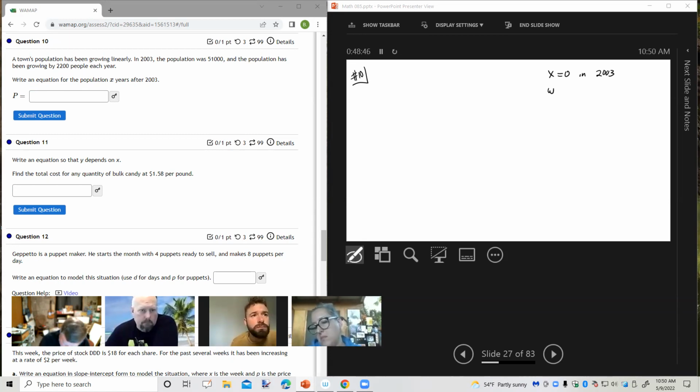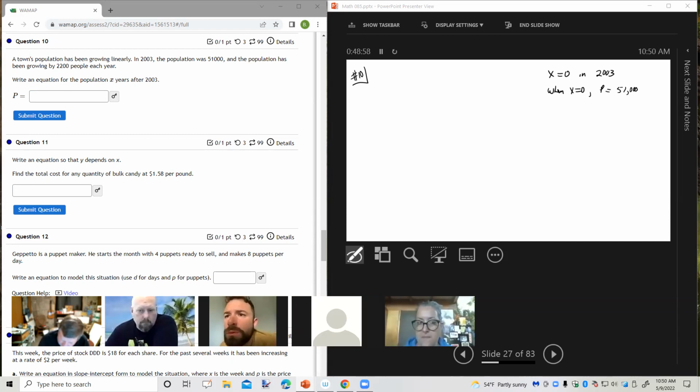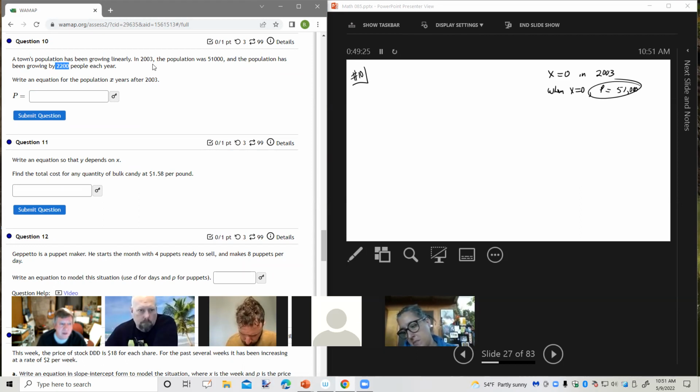So when X is 0, it's 2003. What is P? 51,000. Excellent. So that 51,000 is our starting value. That is to say, our vertical intercept. And what's the slope or the rate of change? 2,200. Yeah, 2,200. Now, notice this one. This number is straightforward. It's not like it's in hundreds or something. It's the actual number. But the X value is time after 2003. Okay.